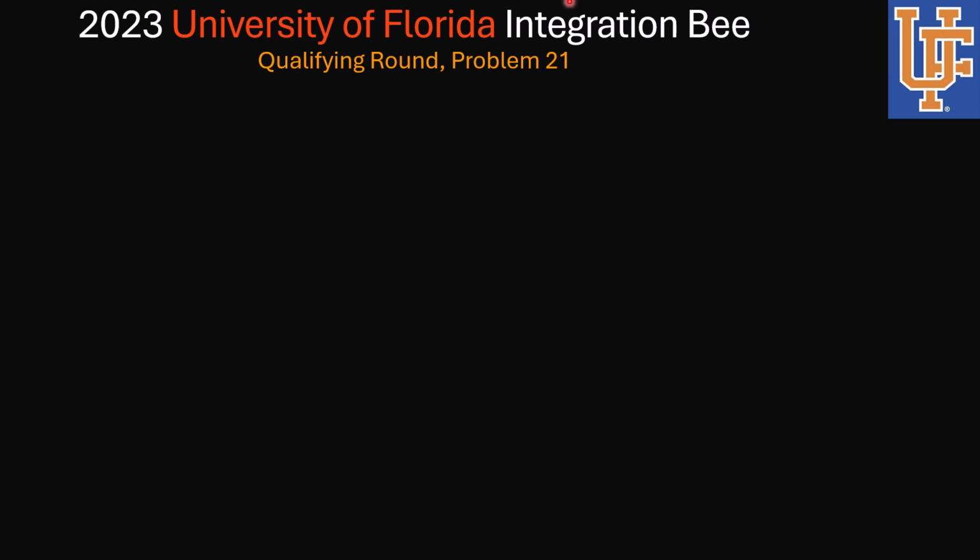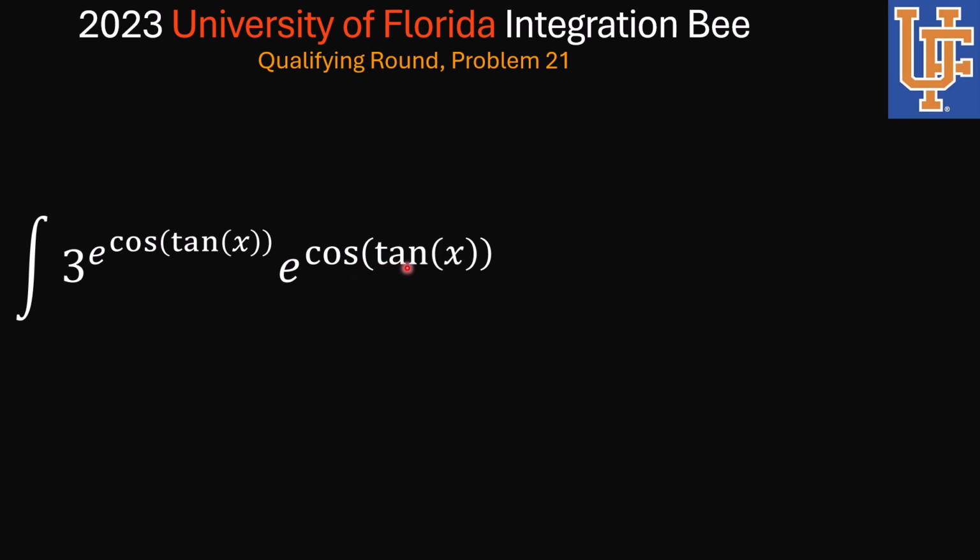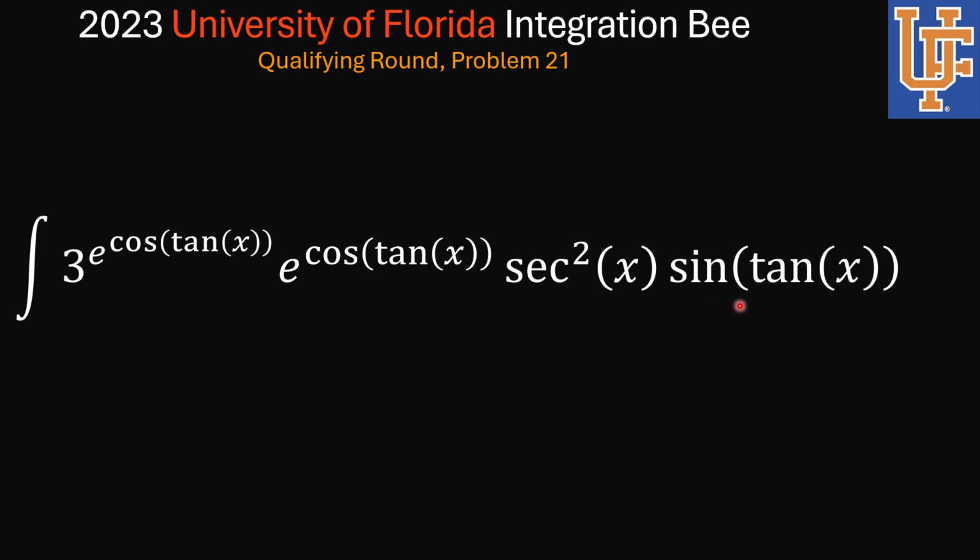Today we are still on the 2023 University of Florida Integration Bee qualifying round set of problems. We're looking at problem 21, which is the indefinite integral of 3 to the power e to the power cosine of tangent of x times e to the power cosine of tangent of x times secant squared x times sine of tangent of x. This is an interesting problem, kind of intimidating, but at the core of it, it's a very simple problem.